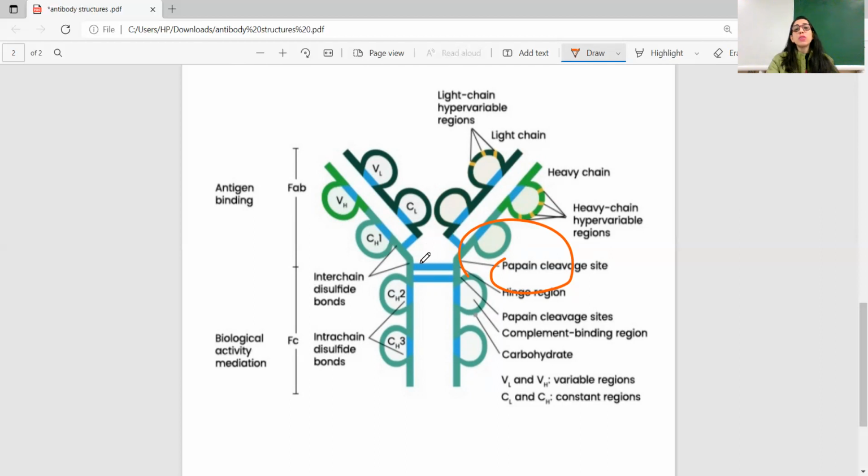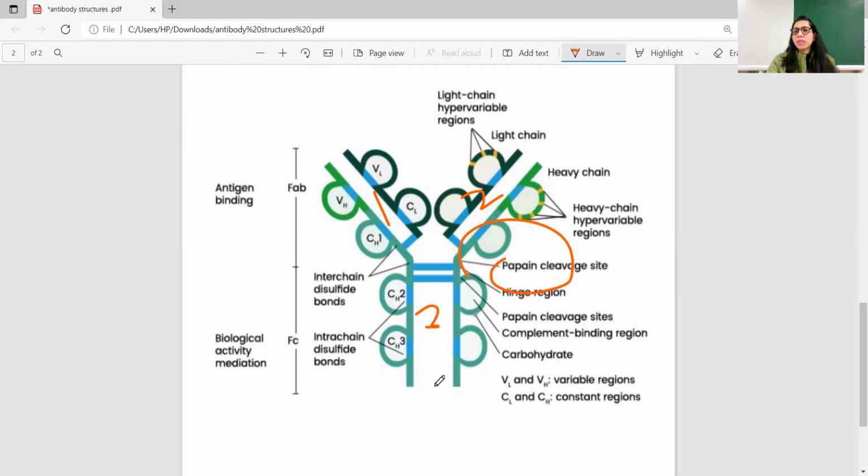So if papain is going to cleave or break this antibody, into how many fragments will it be divided? It will be divided into 3 fragments. 1, 2, and 3, right? This is the first fragment, this is the second fragment, and this will be the third fragment. This is important to understand when papain breaks the antibodies. The region where it cleaves the antibodies is the hinge region, and then the antibodies will be divided into 3 fragments.